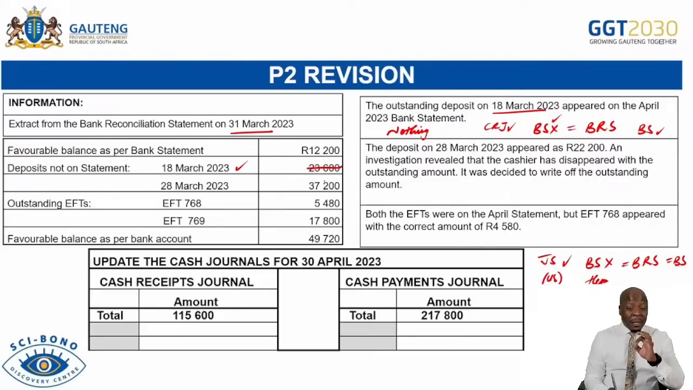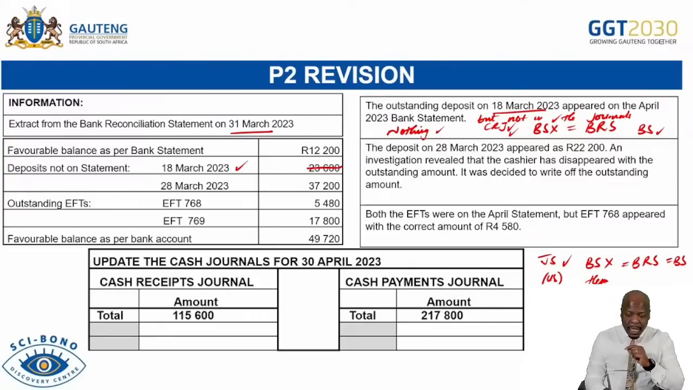The examiner will always bring this kind of transaction. At times they'll say the outstanding deposit has appeared on the April bank statement, but not in the journals. They would say that, but the last part of the statement is not even necessary because it was already in the March journals. So you don't have to put it in the journals. At times the examiner can add that statement. It does not mean that you must put it in the journals. You simply have to do nothing. I'm going to move on to the next one.